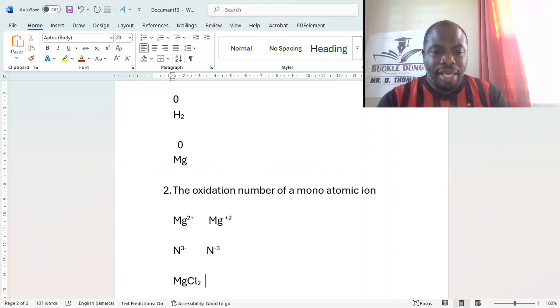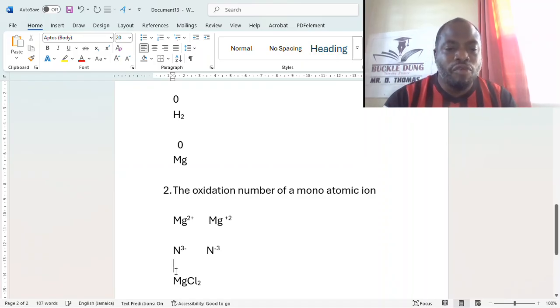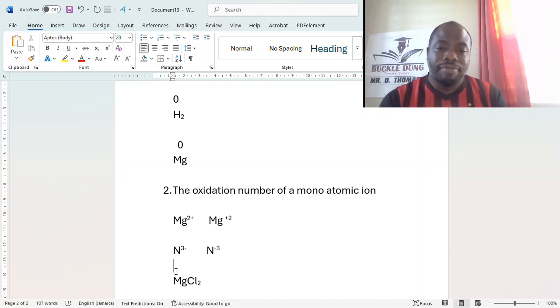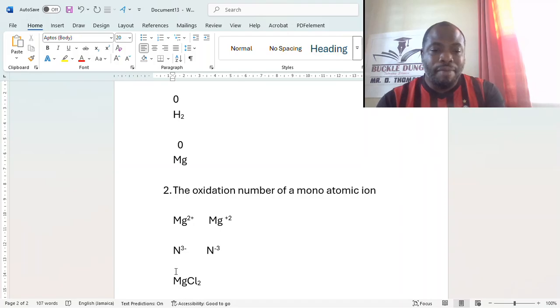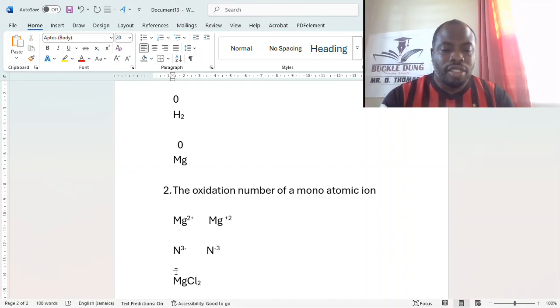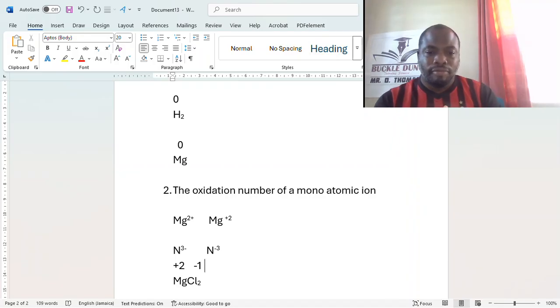So automatically, if you're to deduce the oxidation state of the magnesium and the chlorine, one of the rules that you can go back to, and that's why we're going through these rules, is that for monoatomic ions, we just know the charge of the ion, and then you know the oxidation number. So in magnesium chloride, the oxidation number of the magnesium is +2, and that of the chlorine is -1. And so we're good with that.